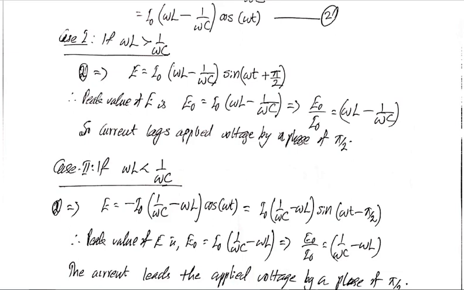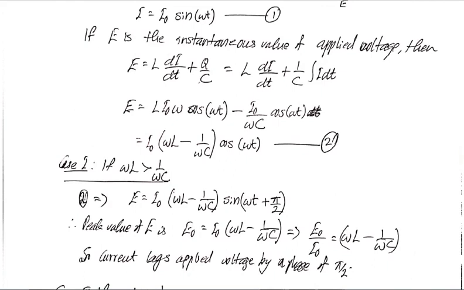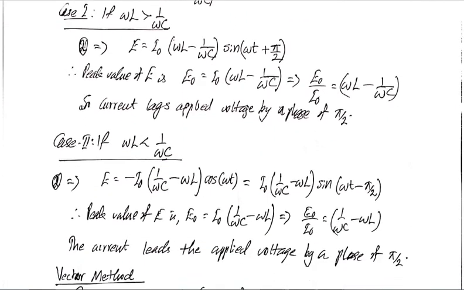We can see that the voltage is sin omega t plus pi by 2 and the current is I0 sin omega t. So here the voltage leads the current by pi by 2. So the inductive effect is pronounced.